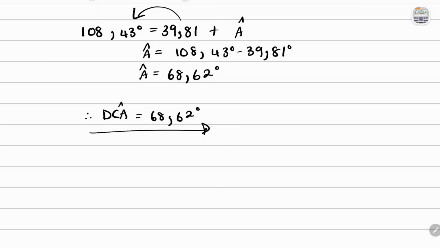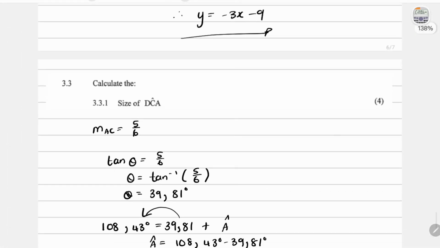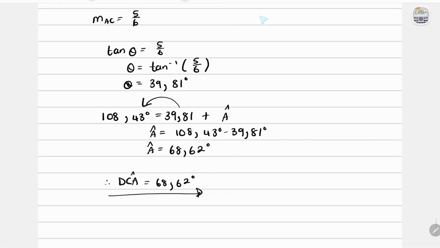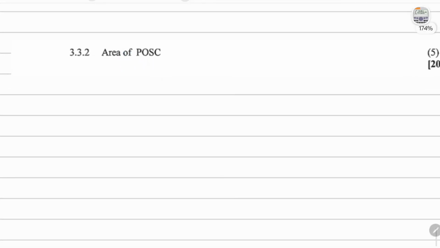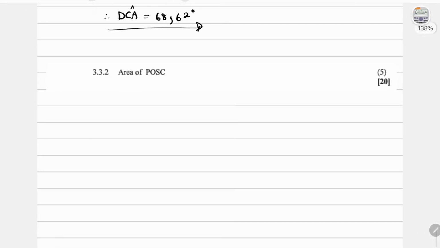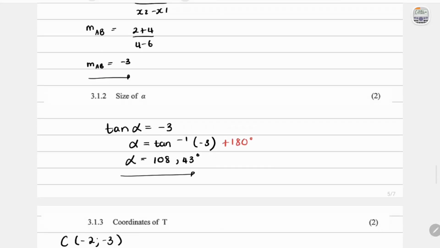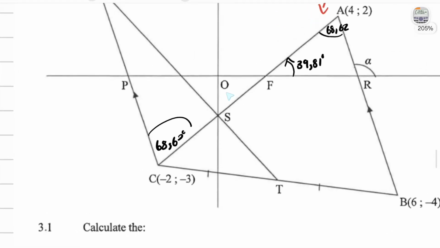Okay, so that is our final answer. Moving on to the next question. Okay, 3.3.2, the last question for question 3 says we need to find the area of POSC. So let's draw that out, see where that is, and find this area.